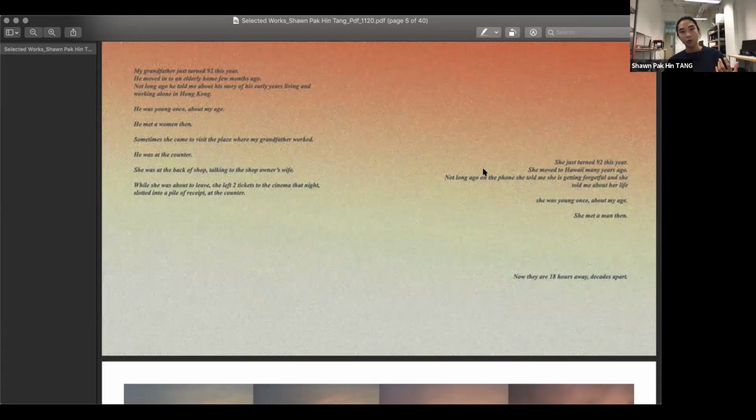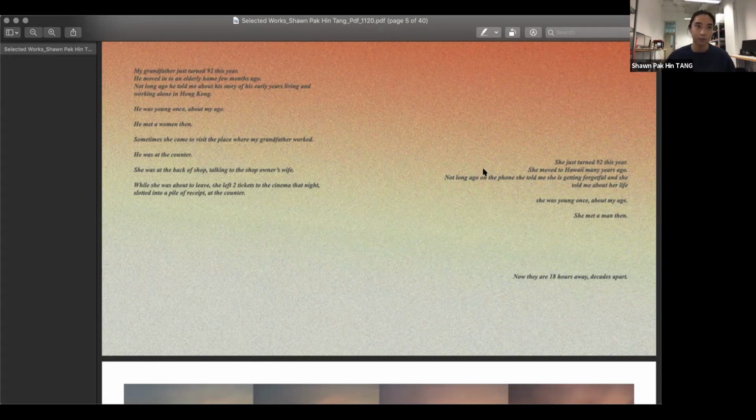Because I seldom talked to him, there was a gap between him and me. And then when he moved to the elderly home, I started paying visits to him a lot. He got closer to me, and we had more conversations on more private, personal stories. He would share some very funny stories from the past.